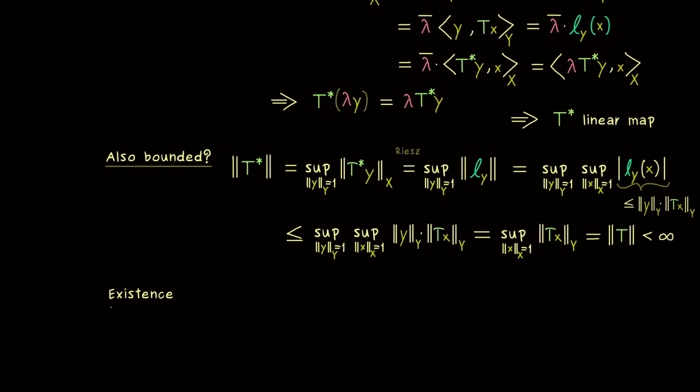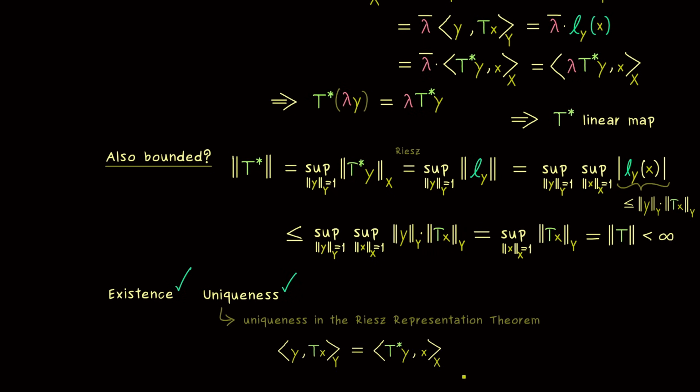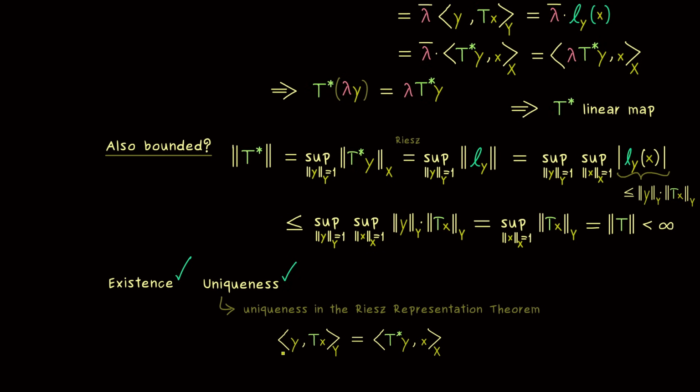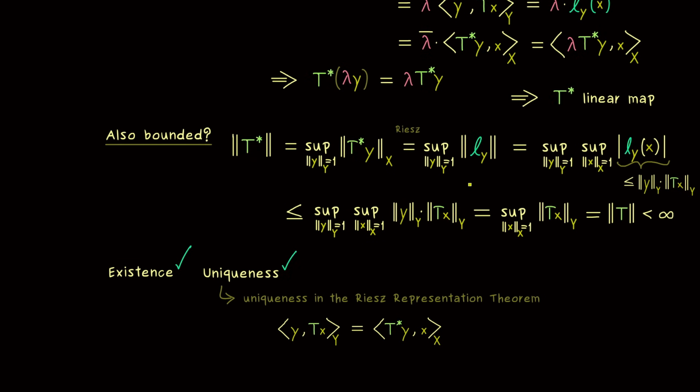And now regarding the existence of T star, we see we are done. We always have this bounded linear operator we call the adjoint. Moreover, the uniqueness is also done because there was no choice at all how to define T star. In fact, this comes immediately from the uniqueness in the Riesz representation theorem. So maybe let's quickly recall the point there. This one was the defining property, and on the left hand side we have a linear functional L_y.